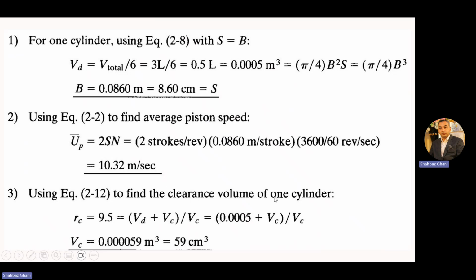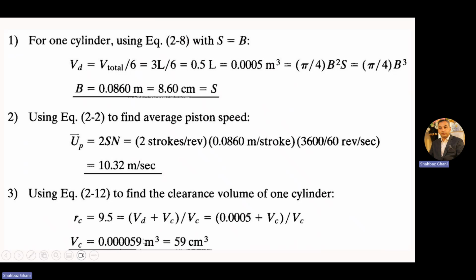Now, finding the clearance volume for one cylinder. Remember this thing: we don't have to use the total volume. We have to use the volume of one cylinder because we are finding the clearance volume for one cylinder. We know RC is 9.5 and the formula is (VD plus VC) divided by VC. We know the VD for one cylinder. Using those values, we find the clearance volume, that is 0.000059 meter cube or 59 centimeter cube.